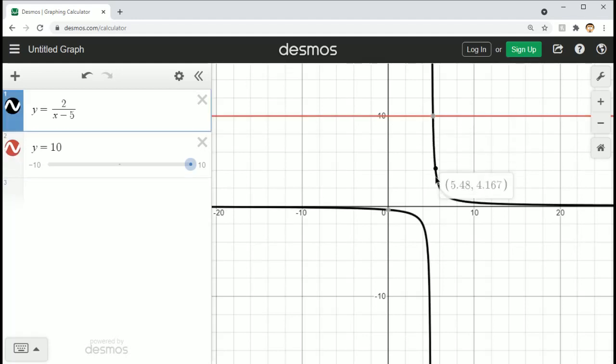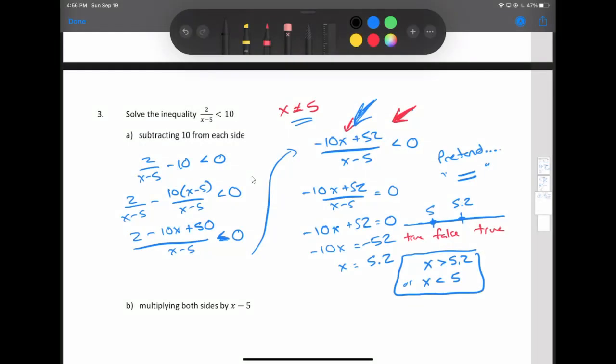This is the part where x is greater than 5.2, and this is the part where x is less than 5. Hooray, we actually did it correctly. The fact that I'm the teacher and I was skeptical says something.